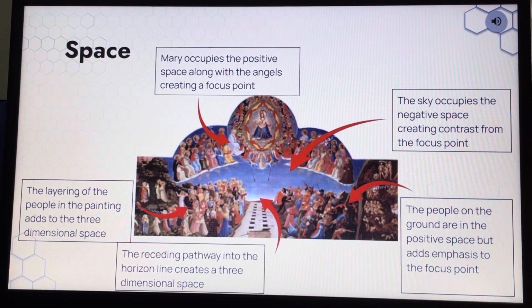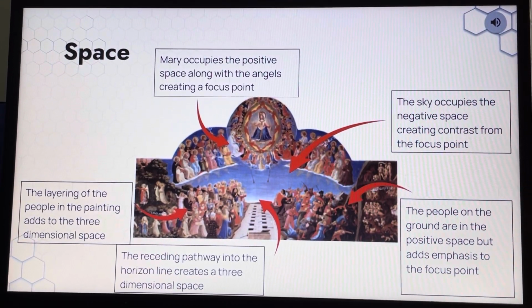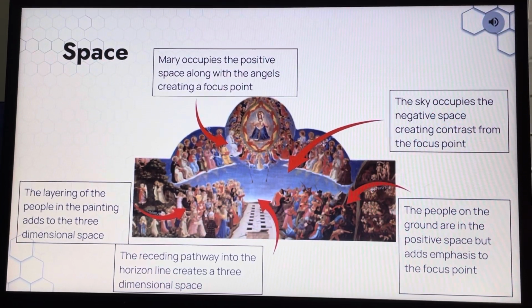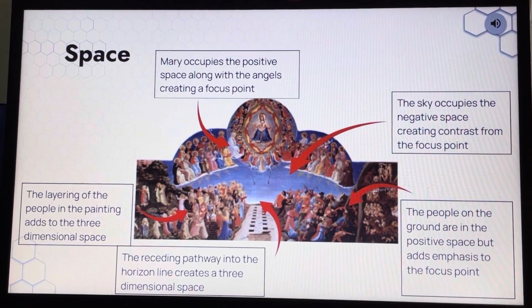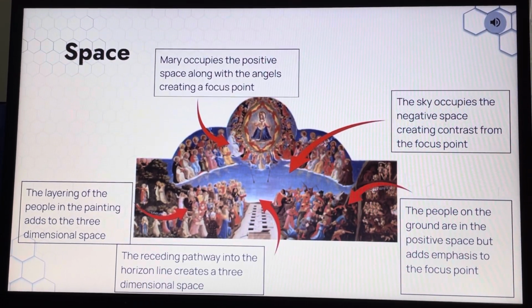The receding pathway into the horizon creates a three-dimensional space in the piece. Additionally, the layering of people in the positive space of the painting adds to the three-dimensional space. This accentuates the three-dimensional aspect of the painting and how people are placed behind one another. Mary and the angels occupy positive space in the painting. This also depicts them as the main focus point in the piece.